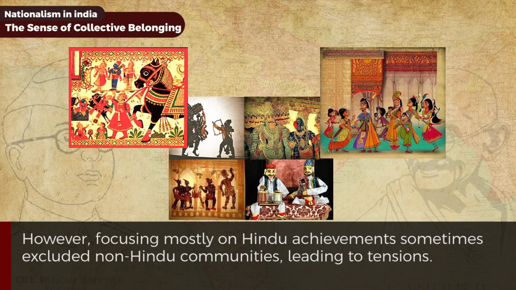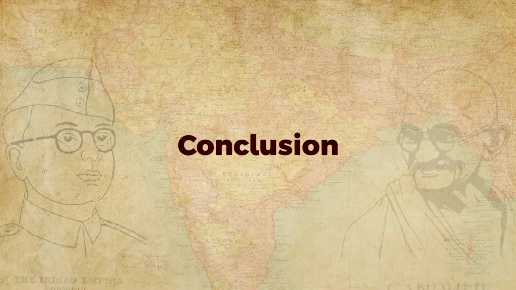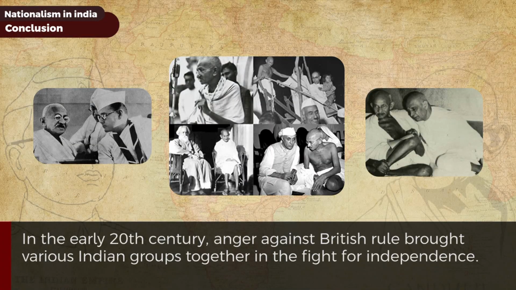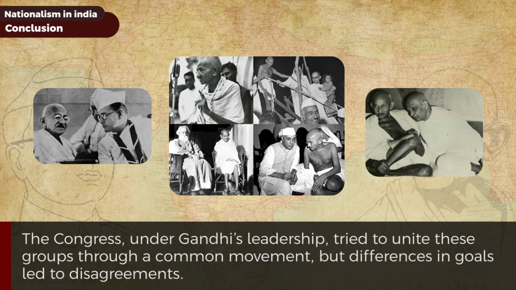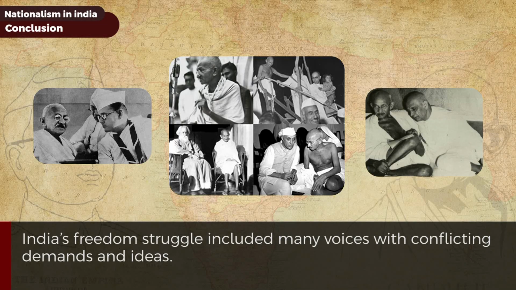However, focusing mostly on Hindu achievements sometimes excluded non-Hindu communities, leading to tensions. Conclusion: in the early 20th century, anger against British rule brought various Indian groups together in the fight for independence. The Congress, under Gandhi's leadership, tried to unite these groups through a common movement, but differences in goals led to disagreements. India's freedom struggle included many voices with conflicting demands and ideas.